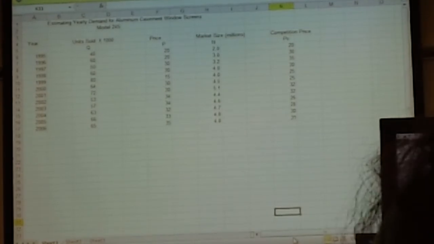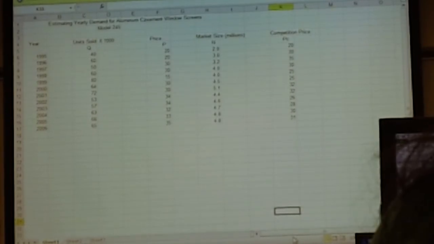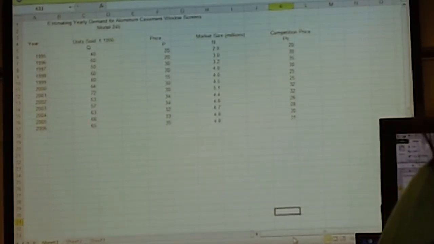Now what about market size? Should that be a plus or a minus? Positive. Why? The bigger the market size, the better chance you have of selling more. Right. He's right. 100%.